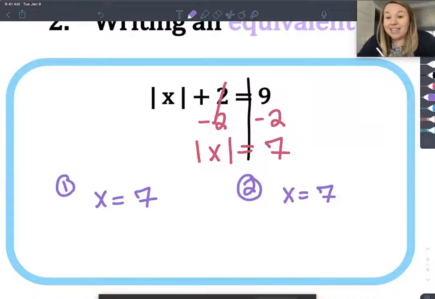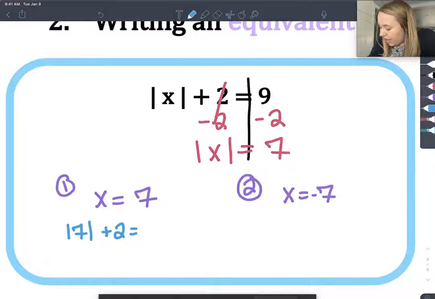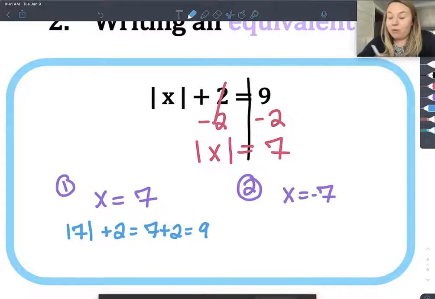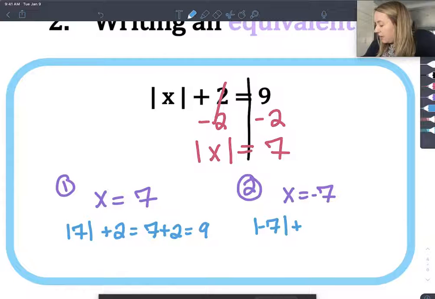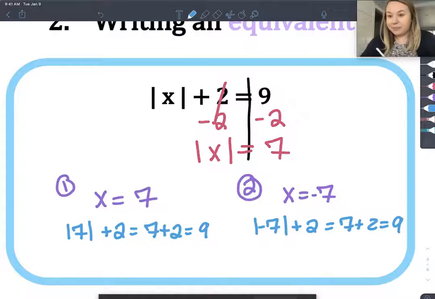So if I plugged in 7 back in for x, or -7 back in for x, we should get 9. So just to quickly show you, I am going to substitute back in. So for here, the absolute value of 7 plus 2, well, that gives us 7 plus 2, which is 9. If I do it with my -7, I get the absolute value of -7 plus 2, which again is still 7 plus 2, which gives us 9. So we know that we solved for these correctly.